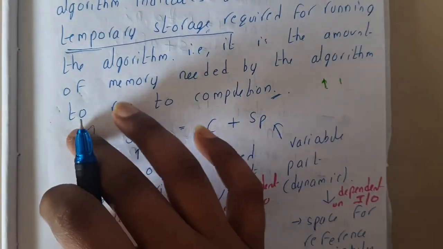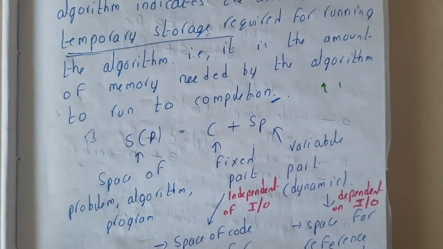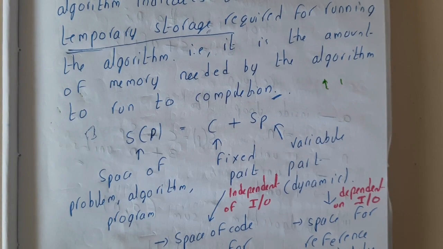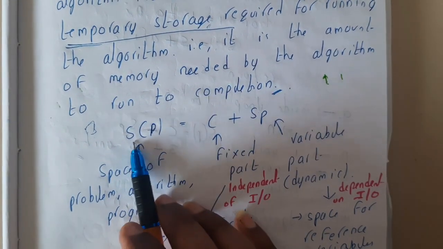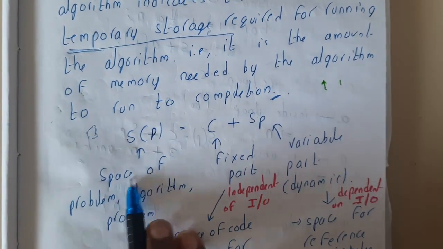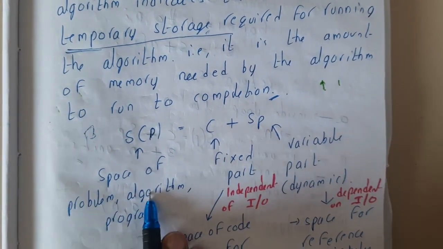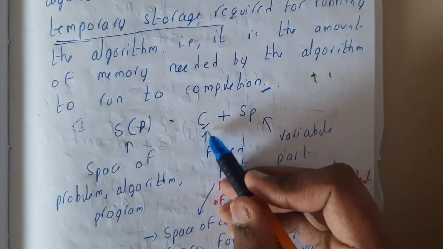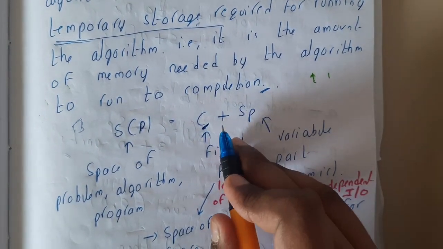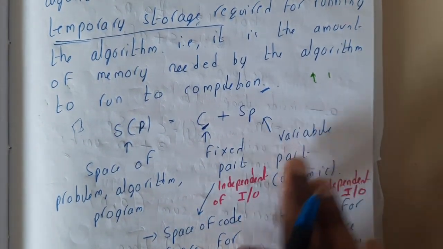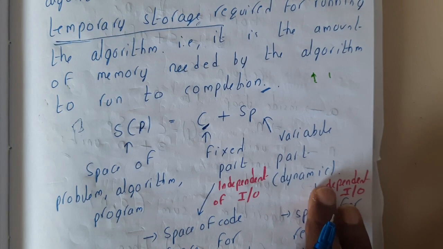There is a small formula, that's not a formula, that's just a small addition. They wrote it in terms of a formula so that it will be clear. S(P) is nothing but the space complexity of a problem, algorithm or program. S(P) equals C plus S_P. C is the fixed cost, and we'll be discussing fixed cost also, don't worry. S_P is the variable cost, which is dynamic.